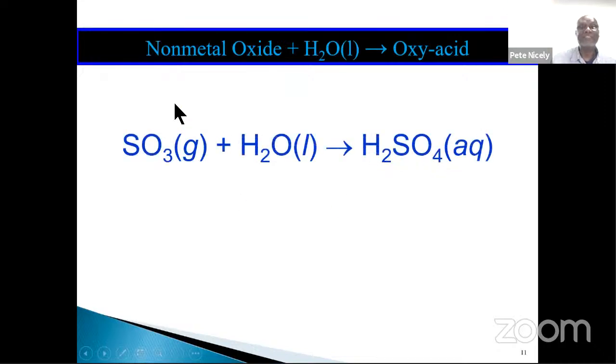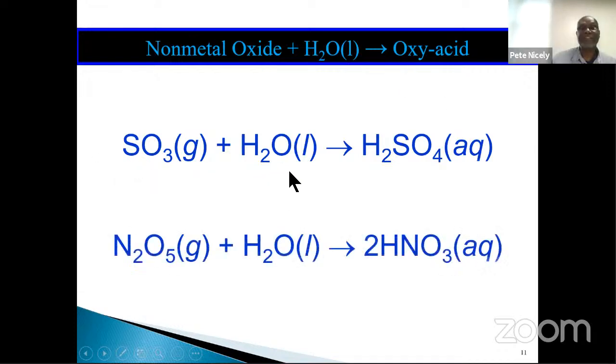Here's another one where you have a non-metallic oxide reacting with water to form an oxyacid. In this example, sulfur trioxide is reacting with water to form sulfuric acid. And in the next example, dinitrogen pentoxide is reacting with water to form nitric acid. So these, again, are examples of combination reactions where you have 2 or more reactants combining to form one product.